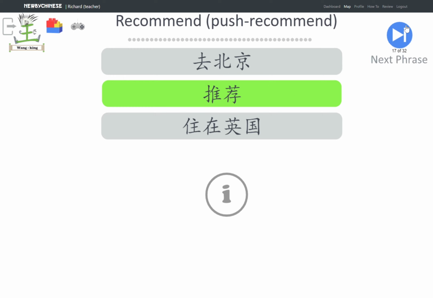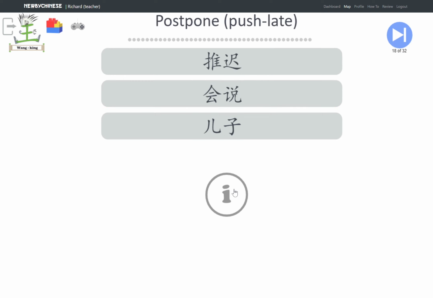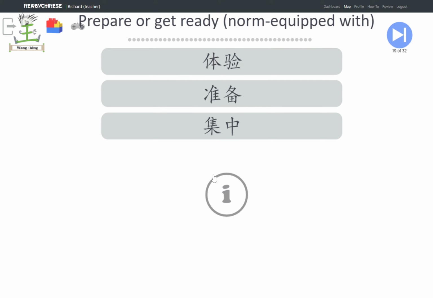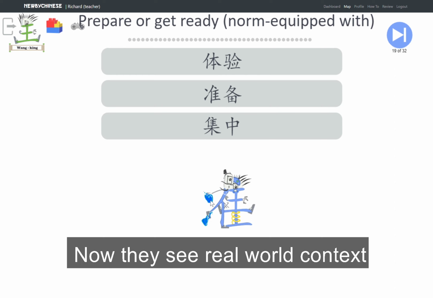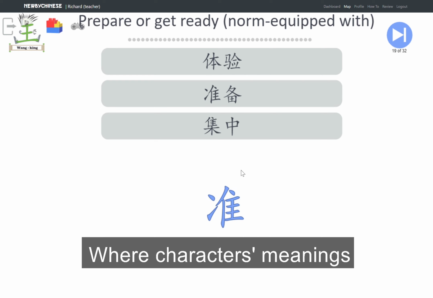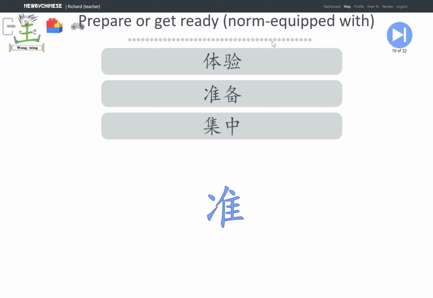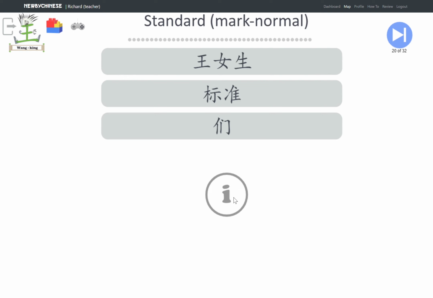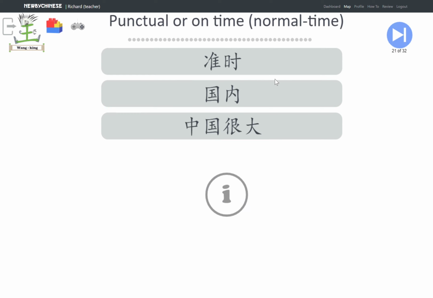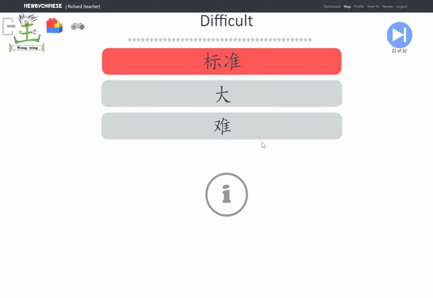Okay, real world context. 推荐. Postpone. 推迟. Push. Don't. Cool. Prepare. Get ready. Standard, normal, or allowable. I'm allowed. Is this normal? So now they're seeing real world context where it doesn't fully mean its original kind of emoji state, but it's like norm equipped with the norm essentially. Normal, 准备. Okay, so now these are the subtleties of the language. Standard, mark, normal. Cool. That makes standard, it normal, makes a weird kind of sense. Punctual or on time, normal time. Got it. Standard, normal, or allowable. And what they do from this is difficult.